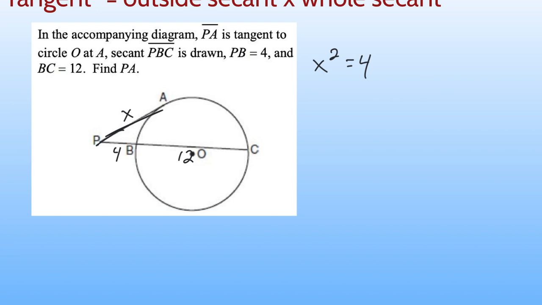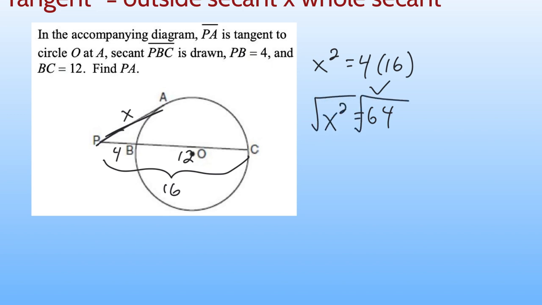Well, we don't have the whole secant. Oh no, what could we possibly do? Yeah, just add it up. The whole secant is 16, 12 plus 4. So 4 times 16 gives you 64, equals x squared. When you take a square root on this, x equals 8. So PA is 8.